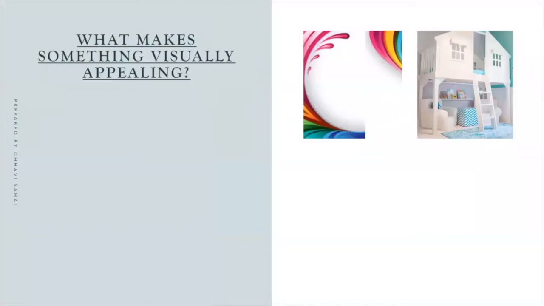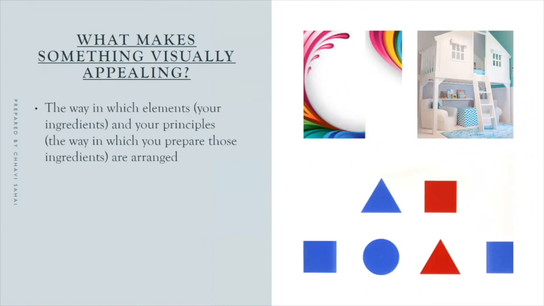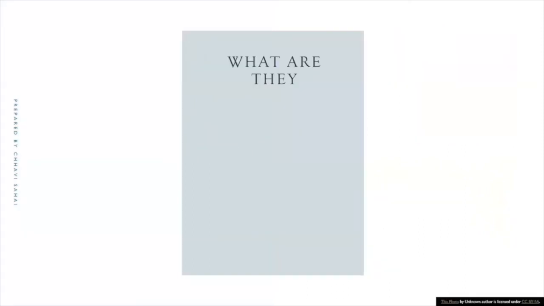Now, what makes something visually appealing? Now that we are talking about design, what appeals to us is the way in which the elements of design, which you can say are your ingredients, we all can understand preparing a dish. So the way in which you use the ingredients, which is your elements of design, and the method of cooking, if you understand that analogy, will be the principles in which you combine those ingredients, and the result that will come out will be wonderful. We will understand about the elements and the principles in the subsequent lectures.